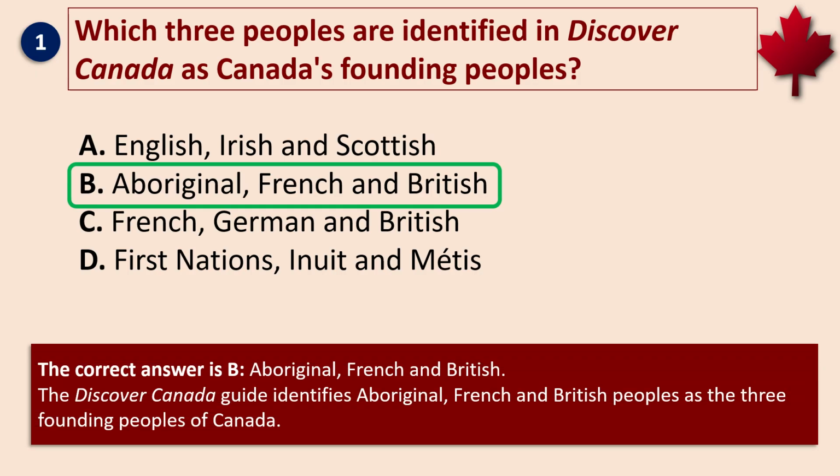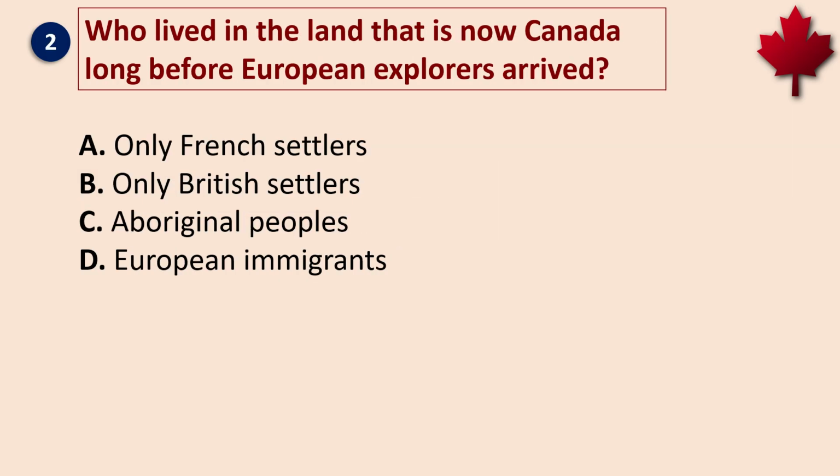The correct answer is B. Aboriginal, French and British. The Discover Canada Guide identifies Aboriginal, French and British peoples as the 3 founding peoples of Canada. Who lived in the land that is now Canada long before European explorers arrived? A. Only French settlers. B. Only British settlers. C. Aboriginal peoples. D. European immigrants.